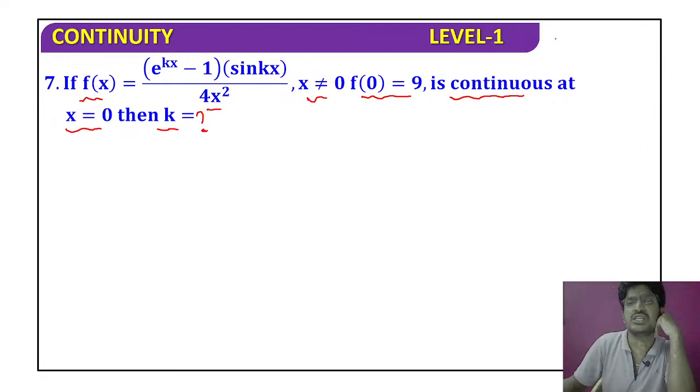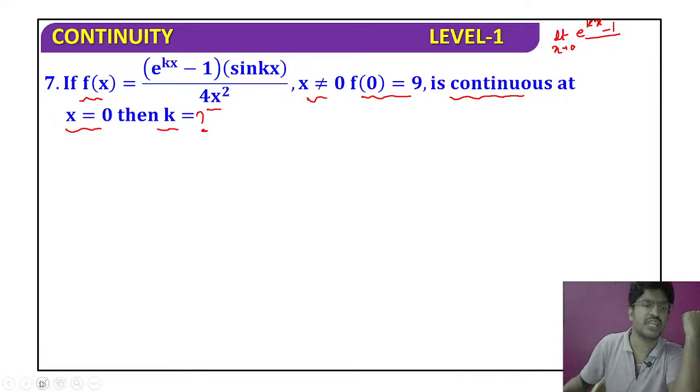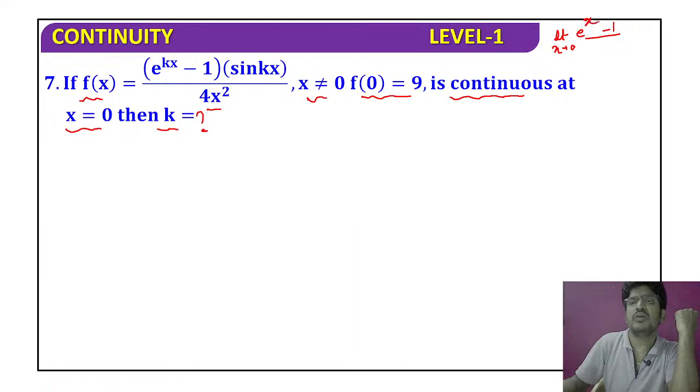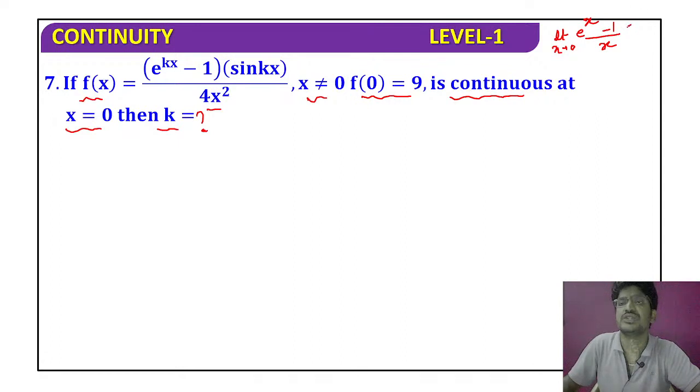Here you must know the result, limit x tending to 0 of e raised to kx minus 1, or here let us not use the k term. You must know one important result, that is limit of e power x minus 1 divided by x. This is equal to 1. In the same way, limit x tending to 0 of sin x by x is also equal to 1.